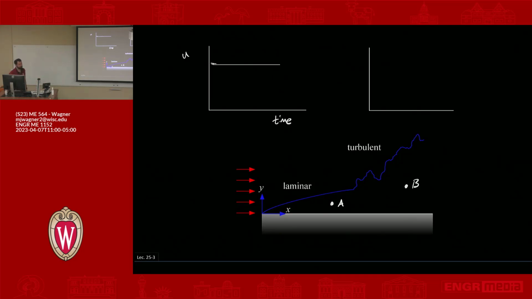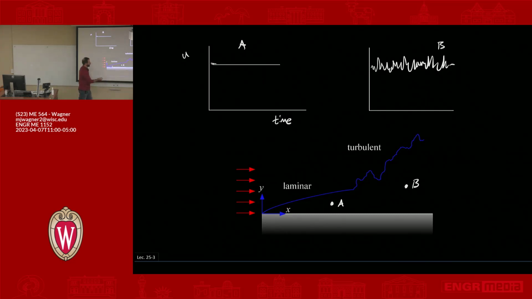inside the turbulent region, and then sketch the velocity there, what would it look like? Well, it would look something like this. It's kind of all over the place. So this would be A, this is B. But the point is that there's this chaos, this uncertainty associated with the velocity and the fluid motion at this point.